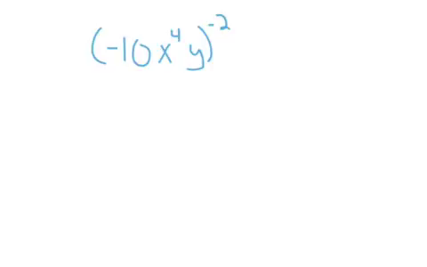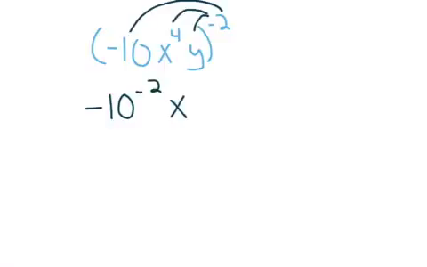This one involves a few steps. The first thing I'm going to do is distribute that in to every single term. So this would become negative 10 to the negative 2nd, x to the 4 times negative 2 is negative 8. Y to the, remember, 1, if it's not listed, times negative 2 is negative 2. All of these have negative exponents.